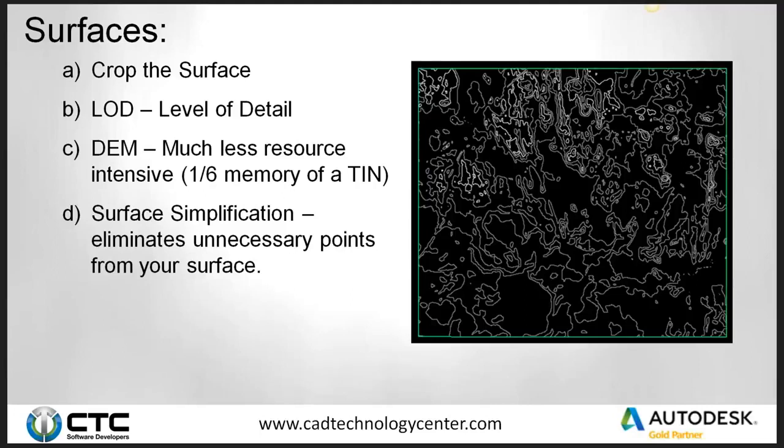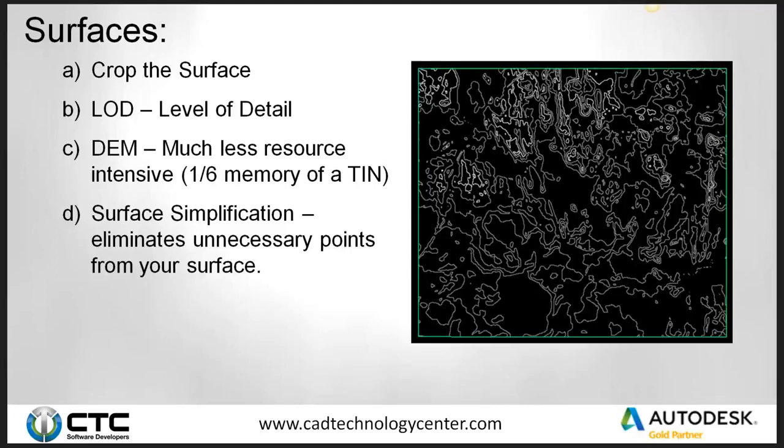Next thing with surfaces, use a DEM surface instead of a tin surface. It actually will use your resources, your processor, 1/6 of the memory of a tin file. You do have the capability of exporting out your tin file as a DEM model and then re-importing that file in as a DEM. And it's going to take up, again, 1/6 of the memory. Less resource intensive. Your processor is going to run faster, things are going to regen, things are going to save much, much quicker.